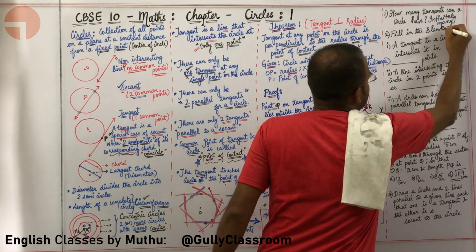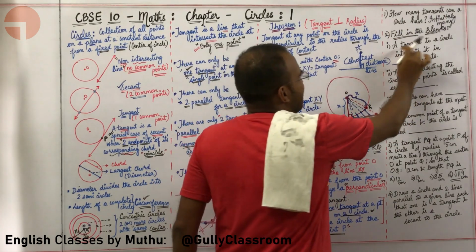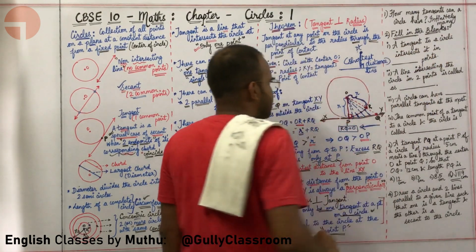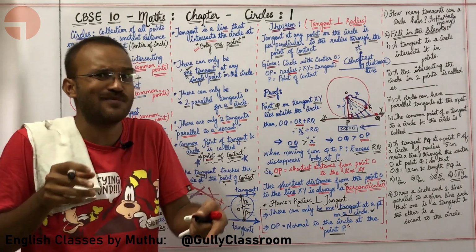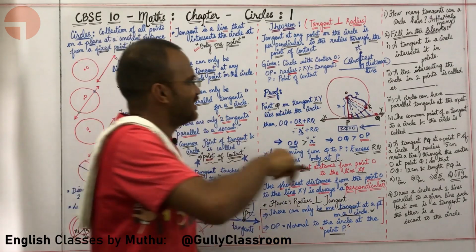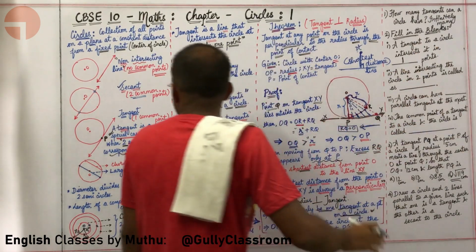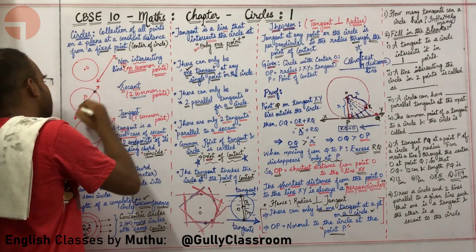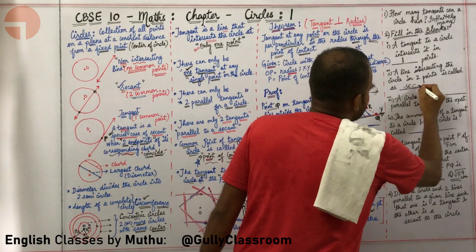What next? Fill in the blanks. Let us look at the first fill in the blanks. A tangent to a circle intersects it at just one point. Why, sir? Because the radius is the shortest distance between the center of a circle and the tangent. So it is going to intersect just at one point. A line intersecting the circle at 2 points is called a secant.